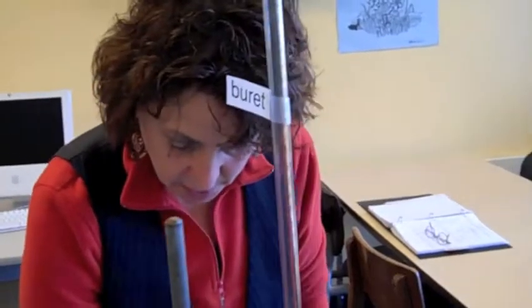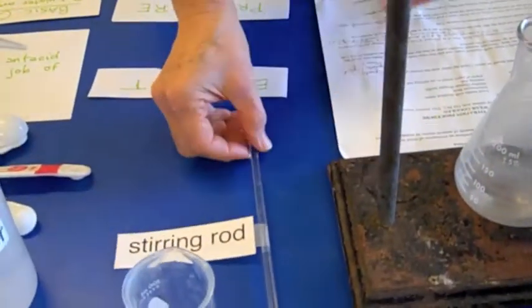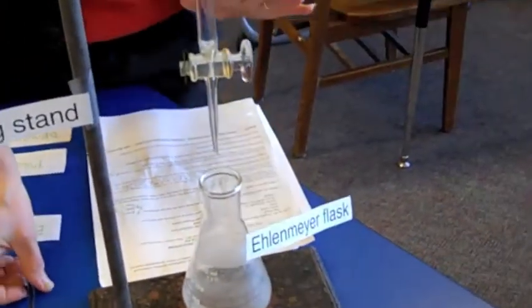You're also going to need a stirring rod, and you'll need some paper towels just to set the stirring rod down on. And that's your equipment.